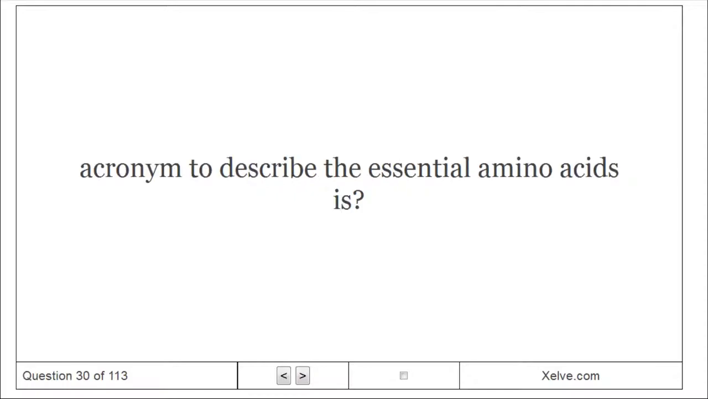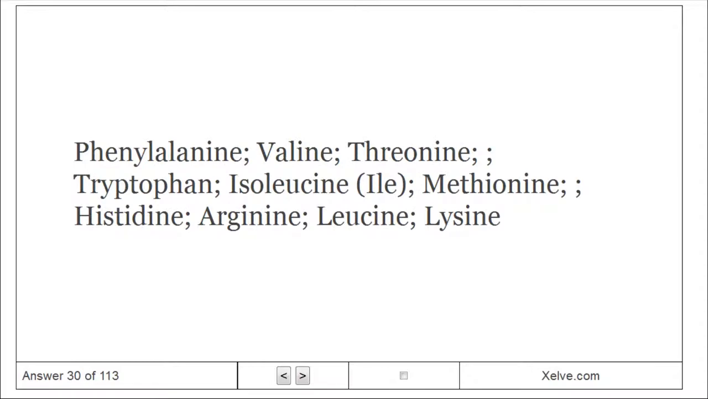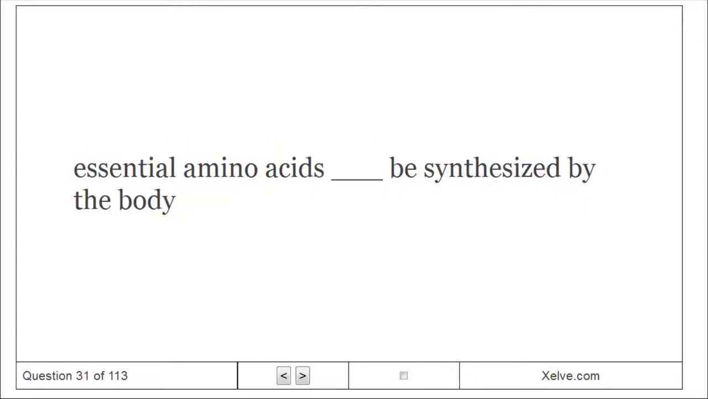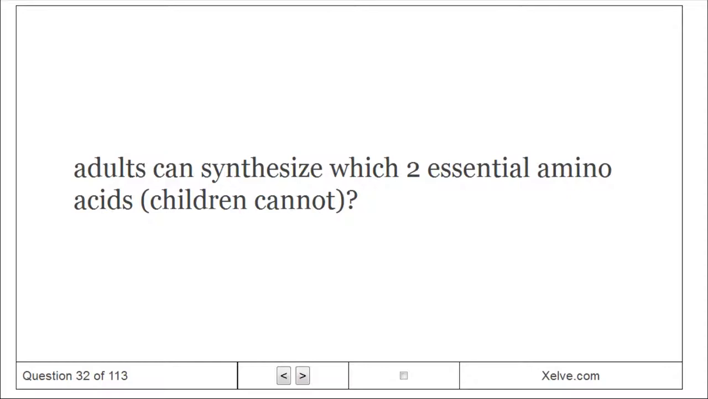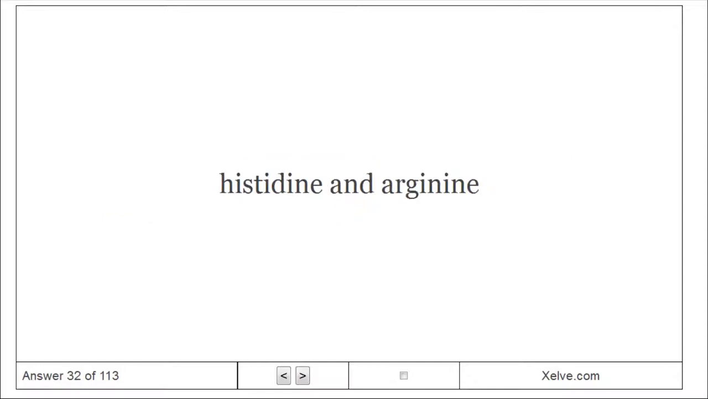Acronym to describe the essential amino acids is PVT TIM HALL: phenylalanine, valine, threonine, tryptophan, isoleucine, methionine, histidine, arginine, leucine, lysine. Essential amino acids blank be synthesized by the body. Cannot. Adults can synthesize which two essential amino acids? Histidine and arginine.